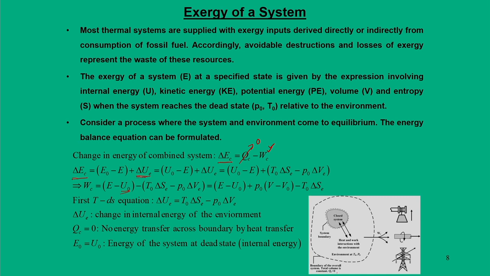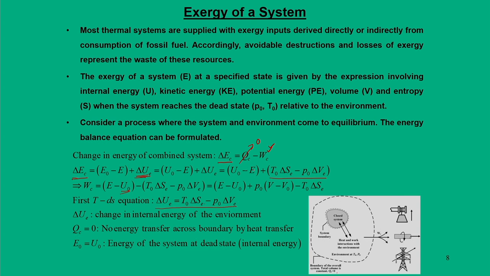Now, delta U_E is the change in the internal energy of the environment. This can be interpreted in terms of the first TdS equation, that is delta U_E is equal to T_0 delta S_E minus P_0 delta V_E. So, here E stands for the environment.